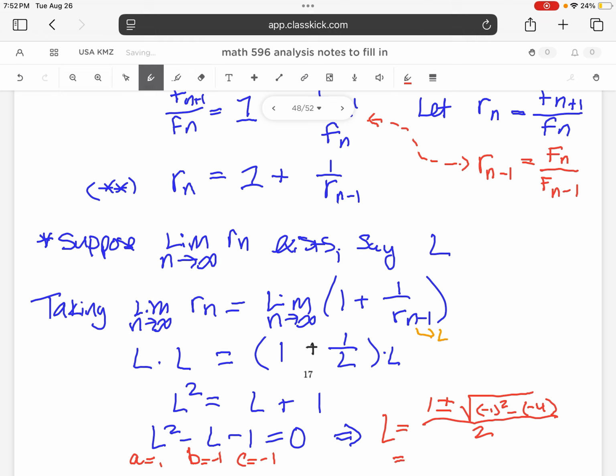And what does this simplify to? Well, it simplifies to 1 plus or minus the square root of 1 plus 4, which is 5, over 2. And hey, that looks like something that we were working with up above, right? That looks like what we were trying to show.